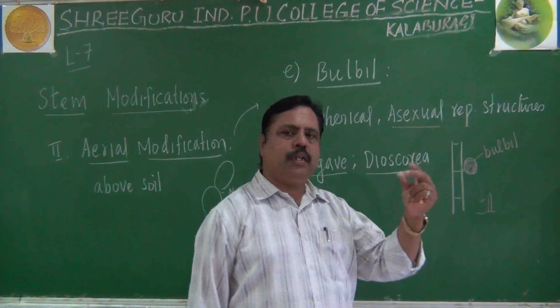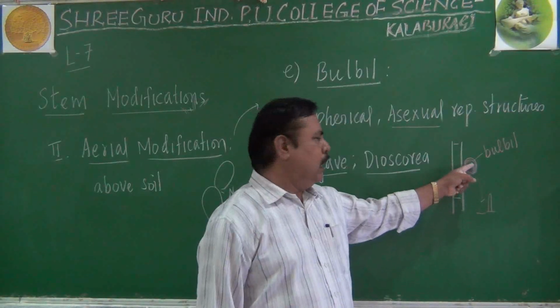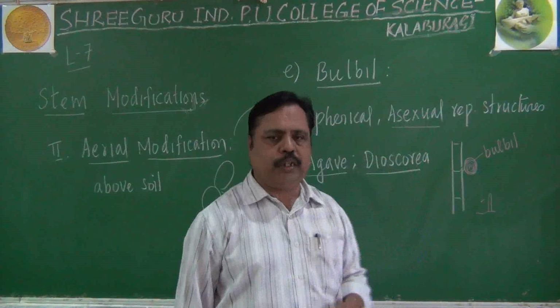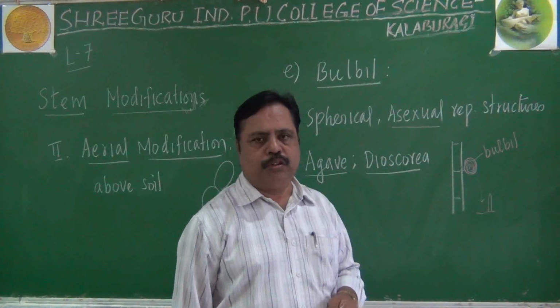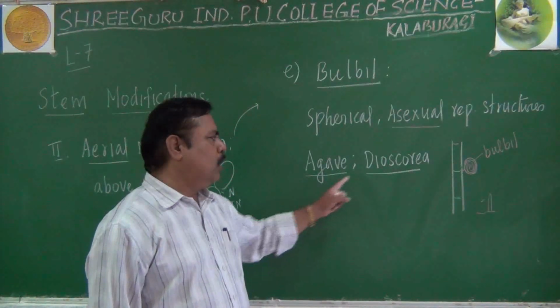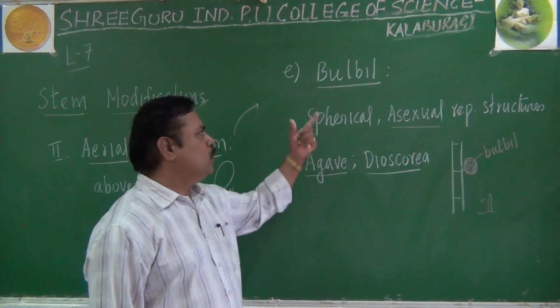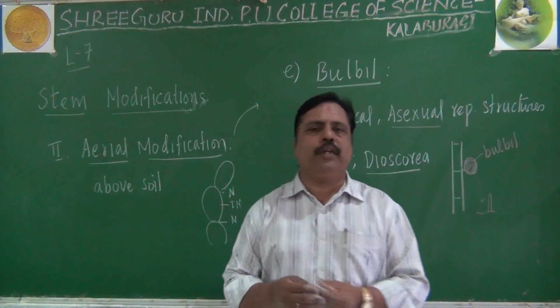Directly a bud will come out from the stem, that is called bulbil, and when they fall down into the soil, they will germinate into a new plant. Where do we find this type of asexually reproducing structure? They are found in plants like agave and Dioscorea also. Do you understand this point? So that is bulbil. How many types of aerial modifications we have seen?